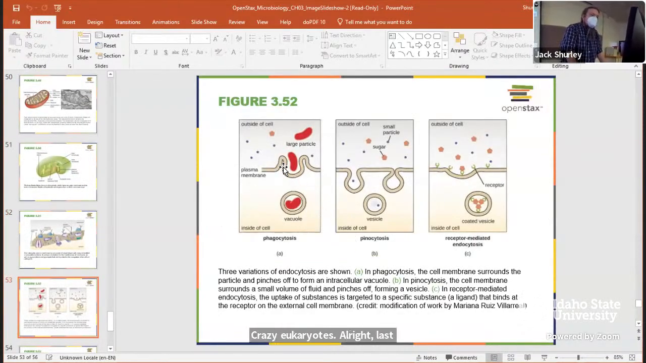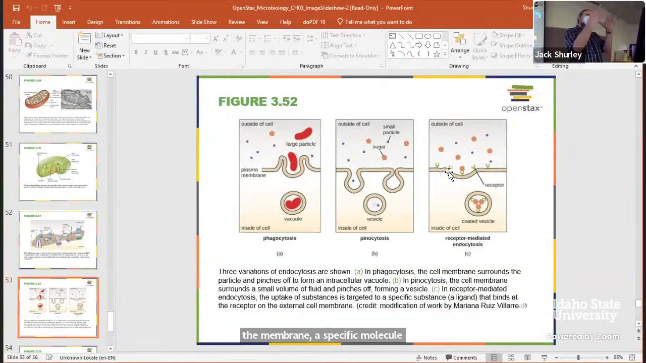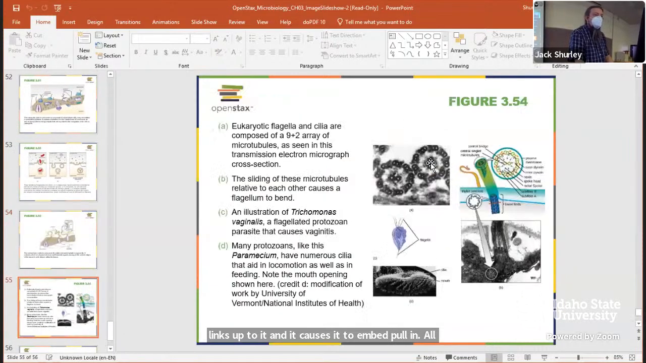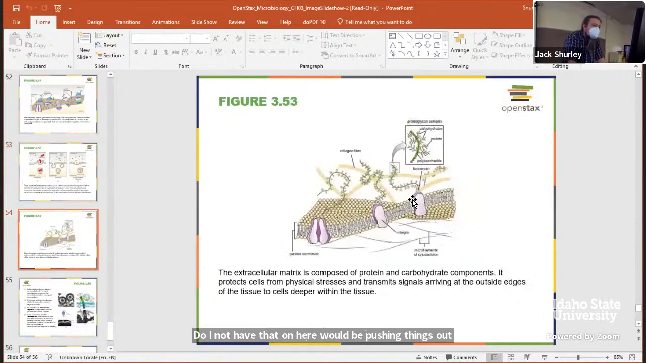Lastly, before you get out of here, I do know there's some stuff about this. So endocytosis is bringing things in. And we can divide that into phagocytosis, the bulk eating, where the plasma membrane surrounds and engulfs and pulls it in. Pinocytosis is cellular drinking, but it's pulling in solutes, not just water. And then receptor mediated, there's some sort of protein on the surface of the membrane, a specific molecule links up to it and it causes it to invaginate and pull in. Exocytosis, do I not have that on here? It would be pushing things out the other way. And that's the idea with that.